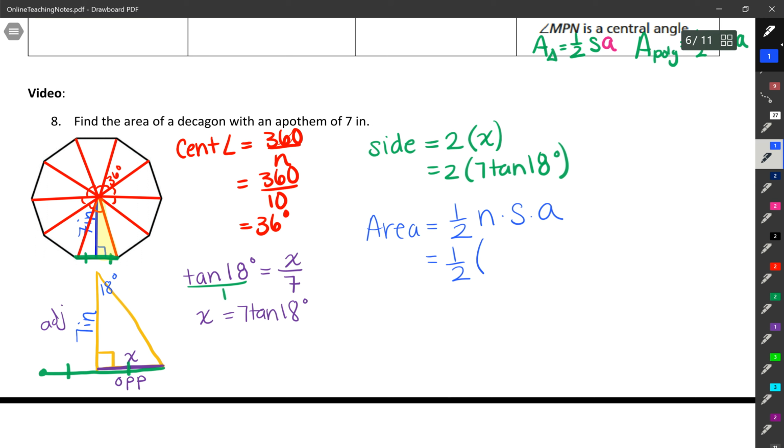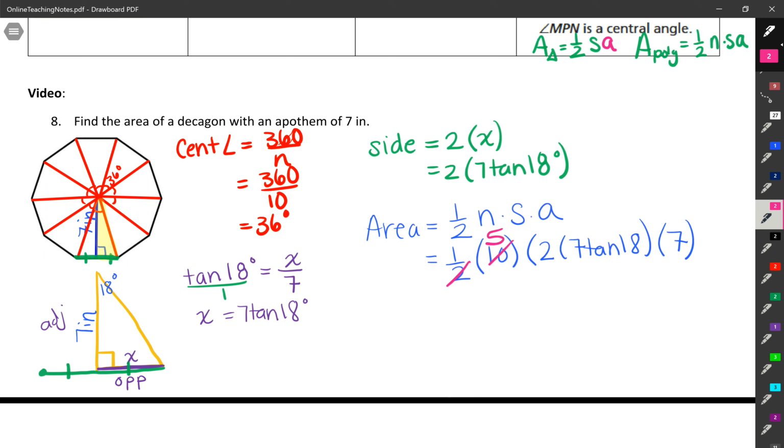So 1/2 times, I have 10 sides. The side length is 2 times 7 tangent of 18. And then times the apothem, which is 7. And now I'm ready to plug this into my calculator. If you want to cancel the 2 and the 10 and make it into a 5, you can do that. And then you type it into your calculator. And so when you type it into your calculator, you have 5 times 2 times 7 times the tangent of 18, close that parenthesis, and then times 7.